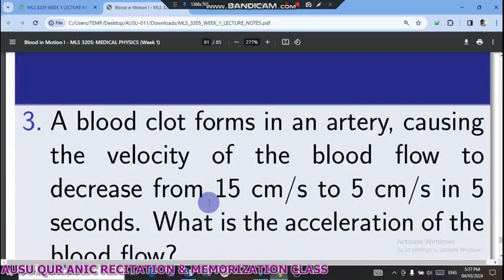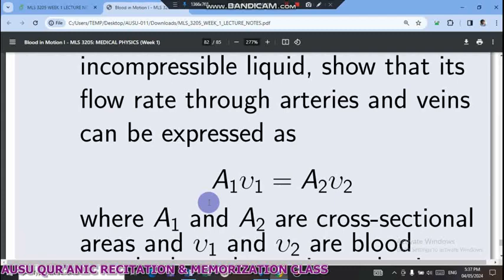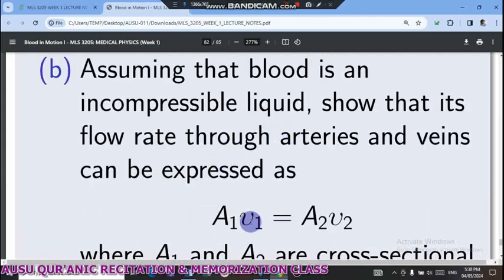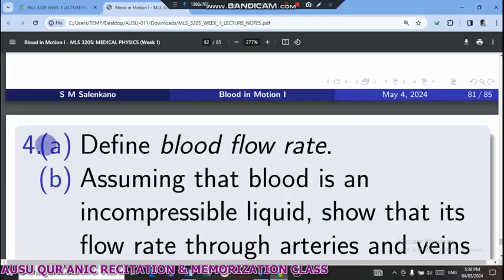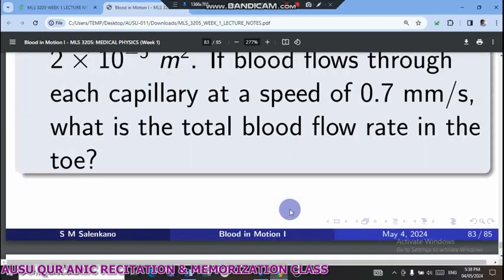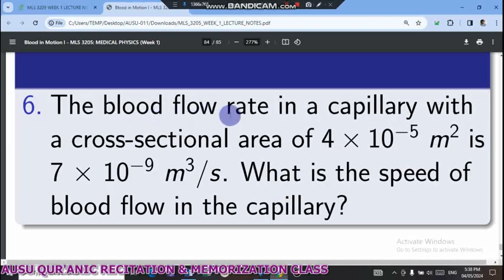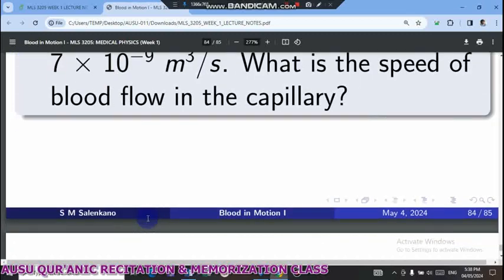Here are all the questions. Look at the questions. Number 3, and then we have number 4 here with A and B. In number 4, they want you to derive the formula A1V1 = A2V2, which we did earlier, and also define blood flow rate. Then number 5, a person has 5 capillaries. Here they want you to use the general formula for the continuity equation. And then number 6, the blood flow rate in a capillary with a given cross-sectional area. You are given the flow rate and the cross-sectional area, and they want you to get the speed of the blood in the artery.